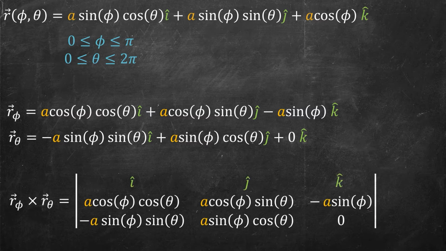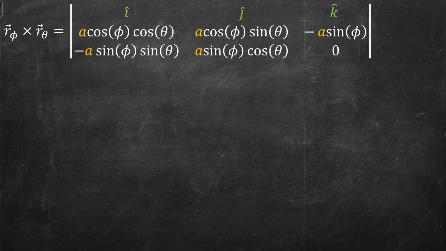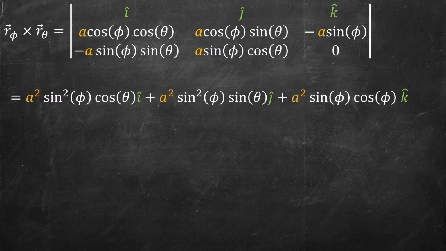Next up, I have to take a cross product. Cross product is just the determinant, so I write i hat, j hat, k hat along the top. I write the 3 different components of R phi on the second line and the 3 components of R theta on the third line. This is a determinant, and I will trust you to be able to compute it out.